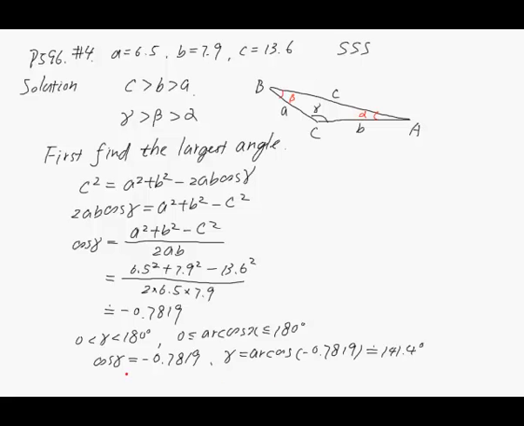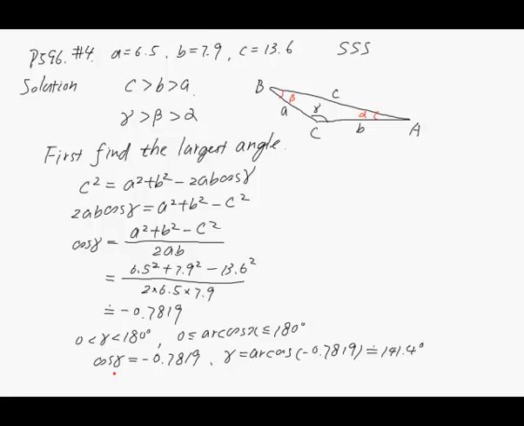Now, tell me, to find the alpha and beta, what law should I use? Law of sines, right? Because right now we know the a, b, c, and we also know the angle gamma. So to find the alpha and beta, we just need to use the law of sines. So let's begin with the beta.